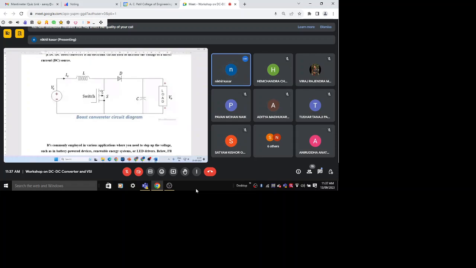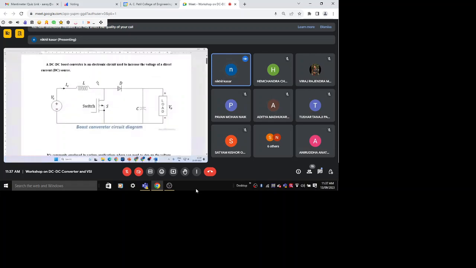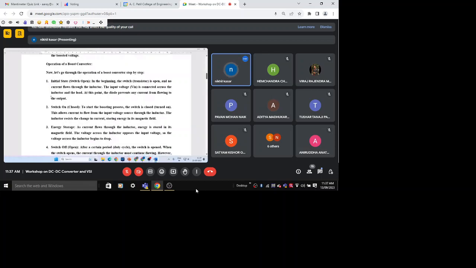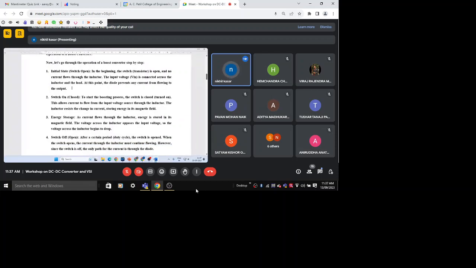Now I will explain the working of boost converter. How does the circuit work? Around the switch, the inductor is connected here. This power electronic switch has two conditions. Either the switch is in on state or the switch is in off state. So if you see, first initial state, the switch is open. So in the beginning, when the switch is open, no current will flow through the inductor. Current will flow across the inductor and load, but at this point of time, any current will not flow through the inductor because the diode is already off.